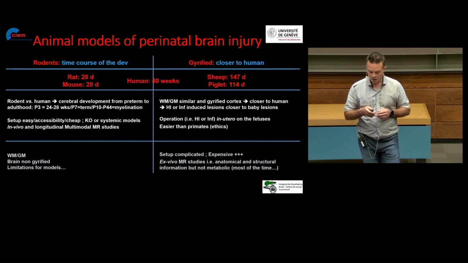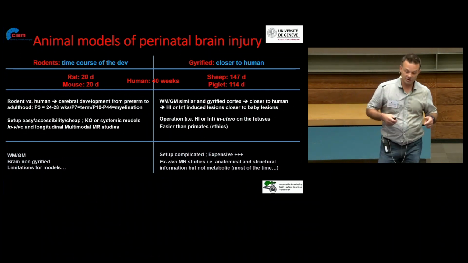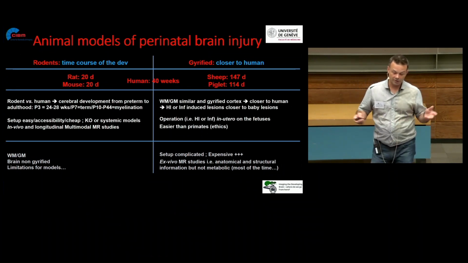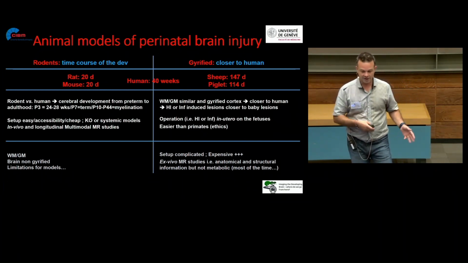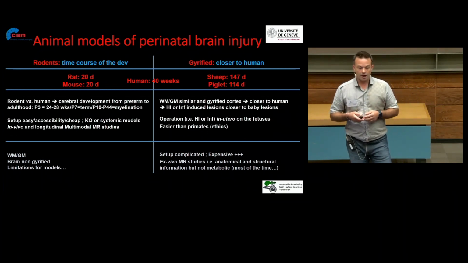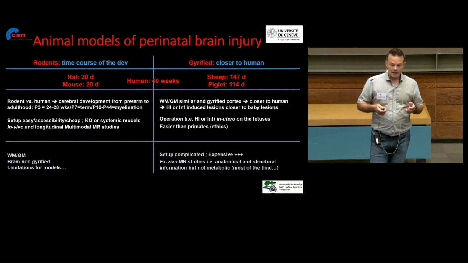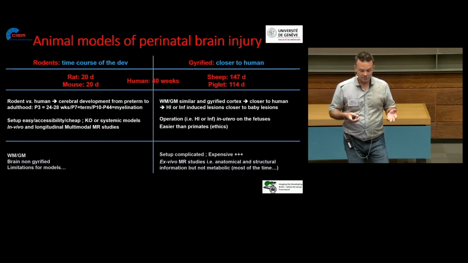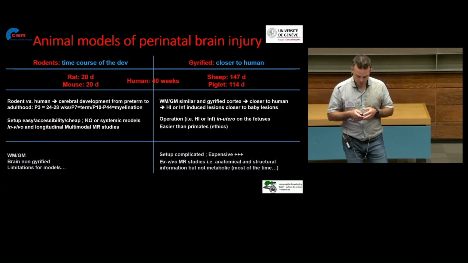The setup is very easy, it's accessible, it's cheap. You have plenty of knockout models, or you can create your own models, hypoxic, ischemic, inflammatory models. You can perform in vivo, longitudinal, multimodal MR studies. It's what we do on our preclinical scanners. Major drawback is the white matter gray matter ratio that is really different from what we find in humans. There's not a lot of white matter, there's a lot of gray matter. And the brain is non-gyrified, so you will have some limitations for the models.